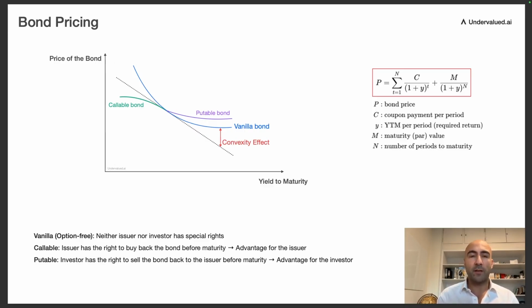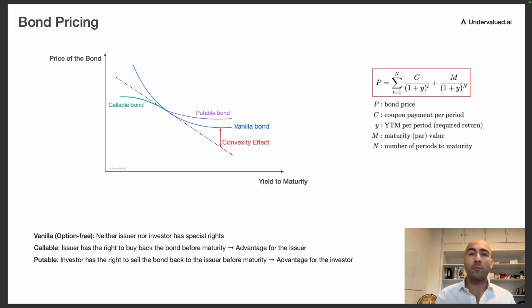Now, you have to think of it this way. Suppose that the bond was giving a coupon of 5% and it's priced at par at 100. So the price is 100 and it gives 5%, so 5 every year. At that moment, the yield to maturity is also 5%.